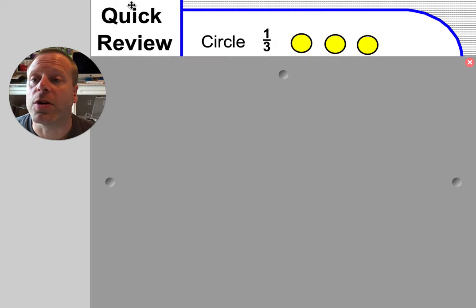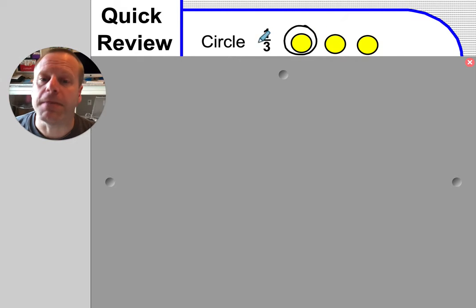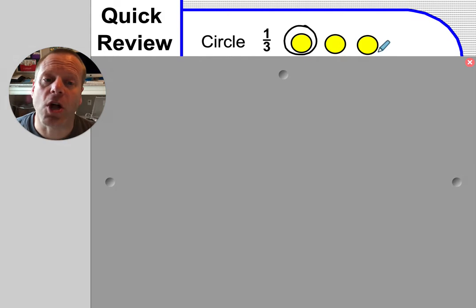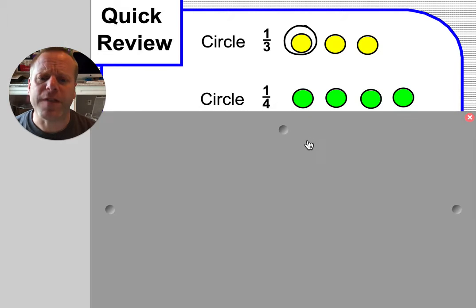They want me to circle one of them. So I'm going to come here and I'm going to circle 1 out of 3. See? So 1 out of the total 3 is being circled. This is called fraction of a group. Very similar. It should feel pretty good to you.